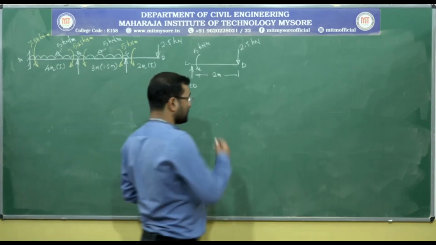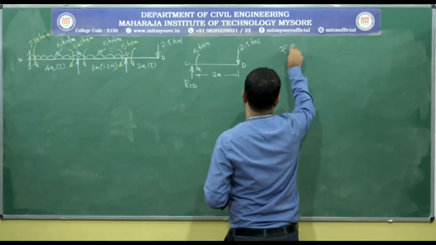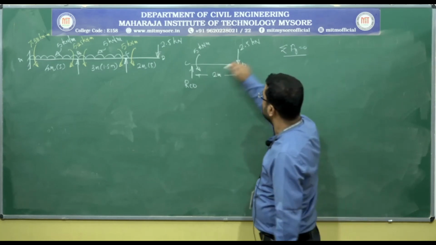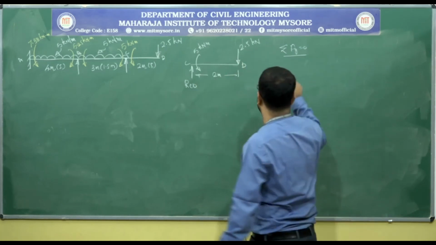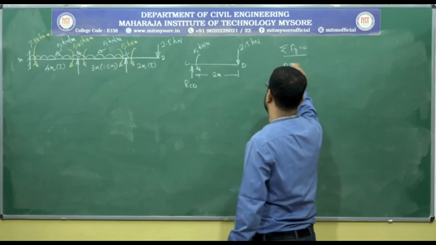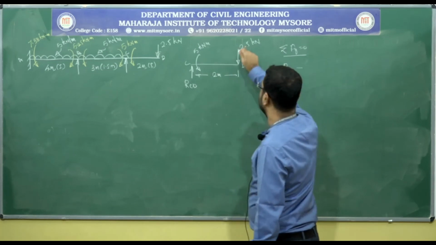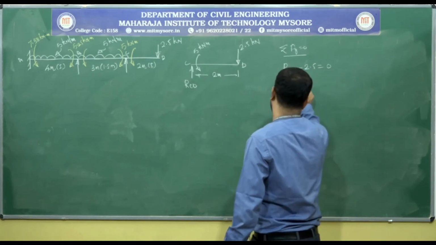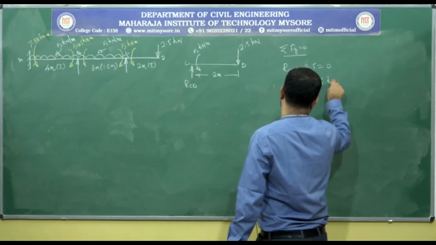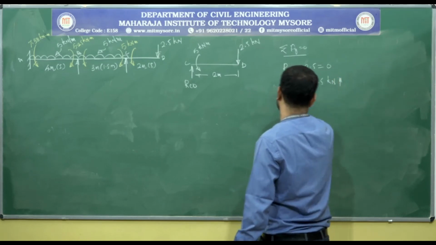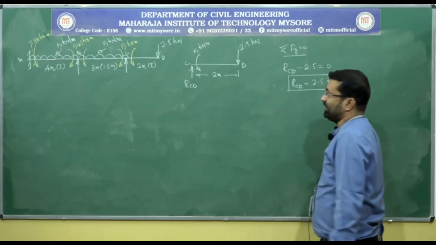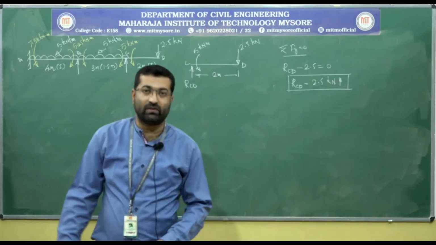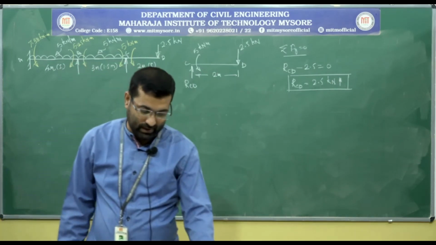Here we just need to determine the support reaction at C, that is RCD. To do that, I just need to impose the vertical condition. If I impose the vertical condition, you can see there are two forces acting in the vertical direction. One is RCD, which is acting vertically upwards, and the other force is acting vertically downwards, so I consider it negative. Hence RCD is equal to 2.5 kilonewtons. This is enough. Now using these values, we need to draw the shear force and bending moment diagrams.